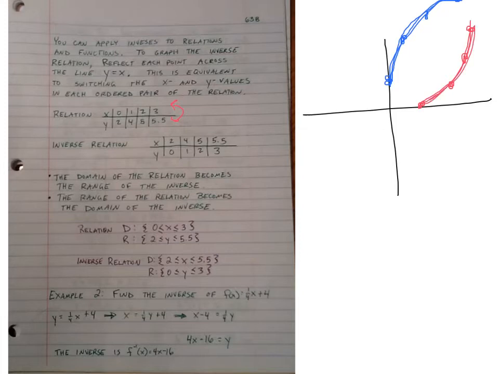It appears as though the inverse is a mirror image across y equals x. And it should be. If we are graphing these and we see that it does not look like a reflection over that line, then we perhaps made a mistake in the process.